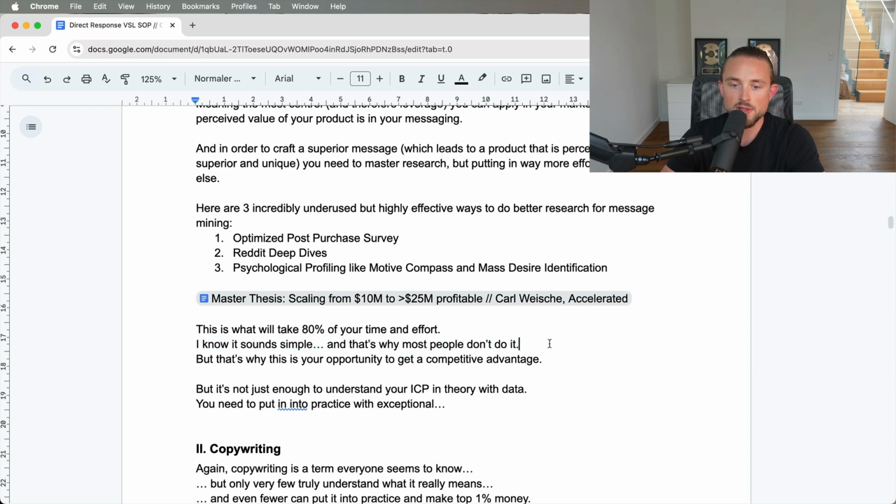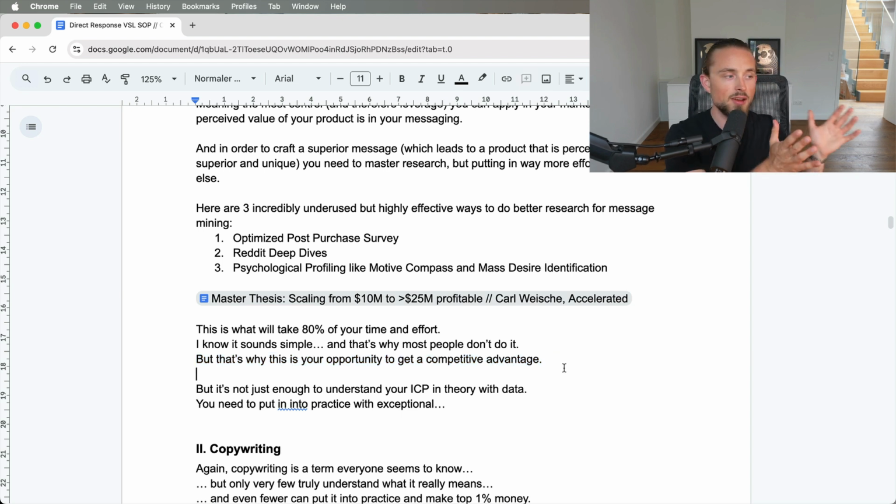Now, I know this sounds simple, right? And that's why most people don't do it, but that's why this is your opportunity to get competitive advantage. You have to think about everybody else, right? They are all lazy. They all just want to copy what works from somebody else. So it's, first of all, that's the research, right?